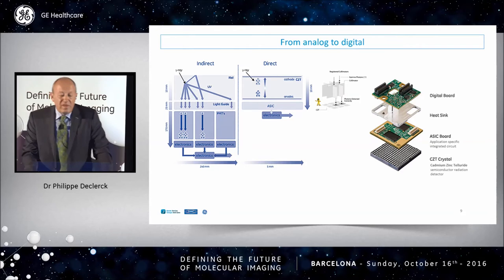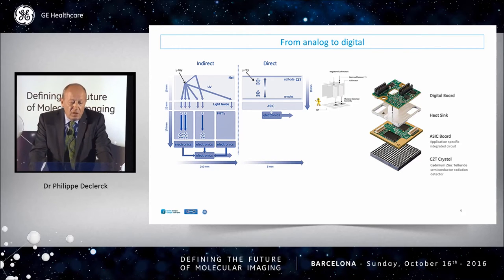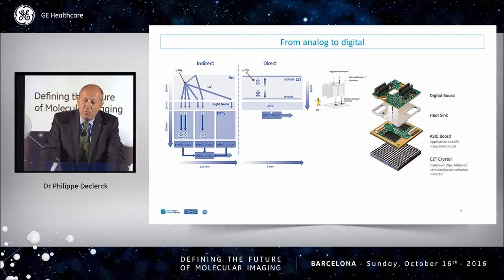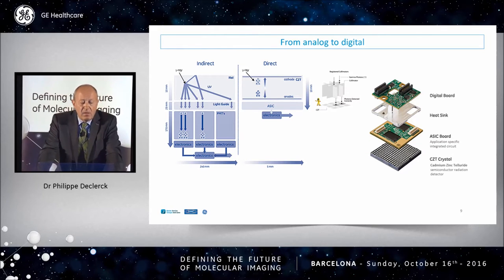A little bit about techniques, and what you see on the left is the actual system we have with the photomultipliers, which is an indirect system. We have the gamma ray hitting the crystal. The signal is transformed into a photon that goes in any direction. It passes the kind of light guides to hit the photon multiplier, several photon multipliers. This photon is amplified, transformed into an electrical signal, and then via interpolation, an image is made.